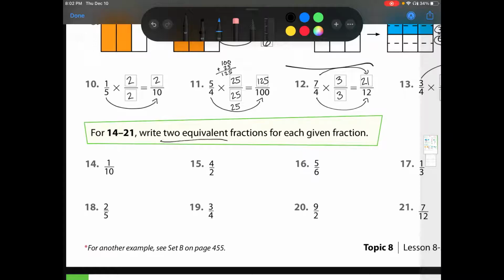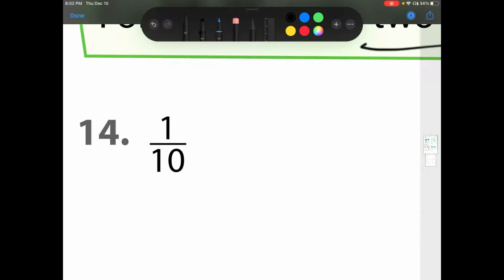Now 14 starts with some different directions. It says write 2 equivalent fractions for each given. So it doesn't tell us what numbers we need to multiply by, so we get to pick. So I'm going to just start with 2 halves, 2 over 2, because that's pretty easy. I should know my 2's facts. So 1 times 2 is 2, 10 times 2 is 20.